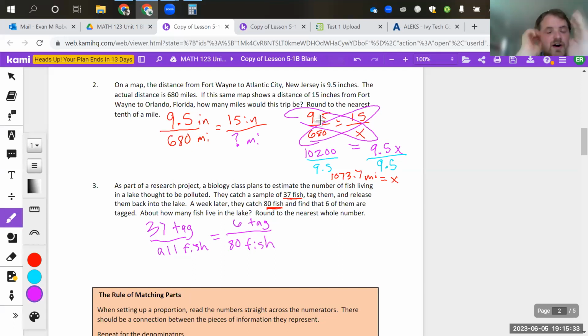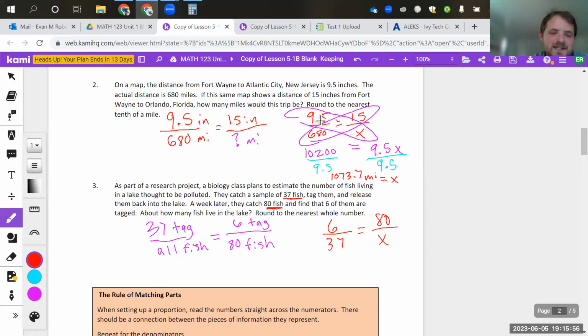I believe I could have also done 6 tagged out of the 37 tagged, and I caught 80 out of the whole lake. And so really, as long as you're consistent, it doesn't actually matter how you set up the fraction. There's always 4 different ways to do it.